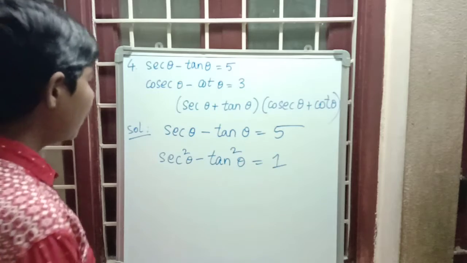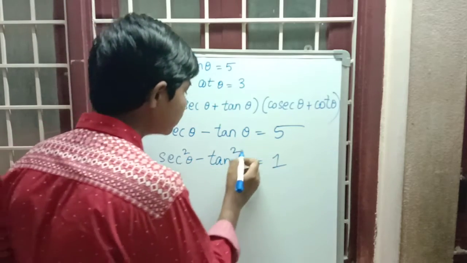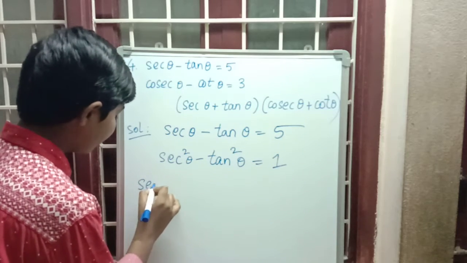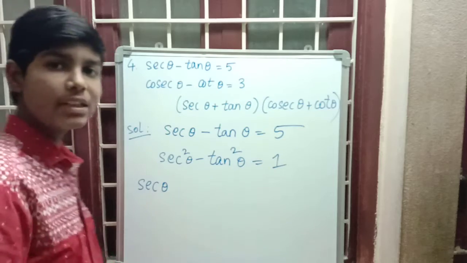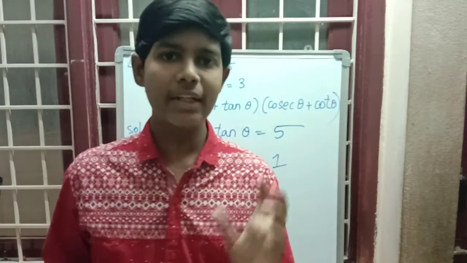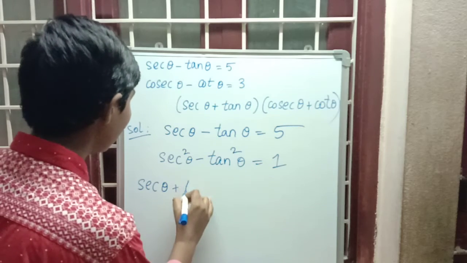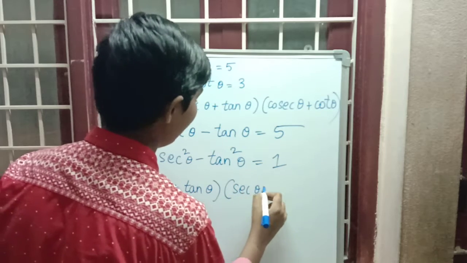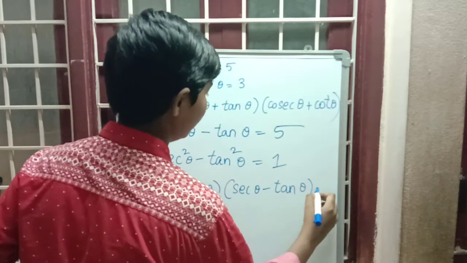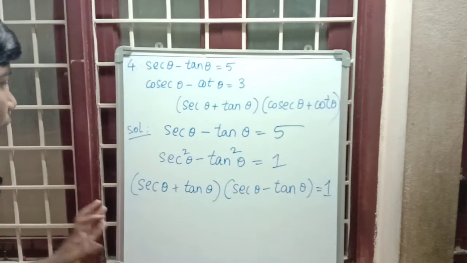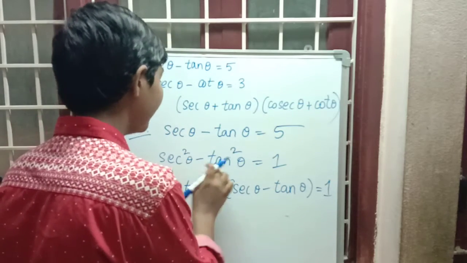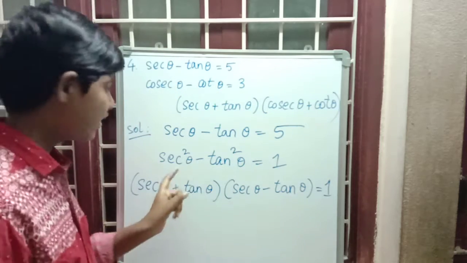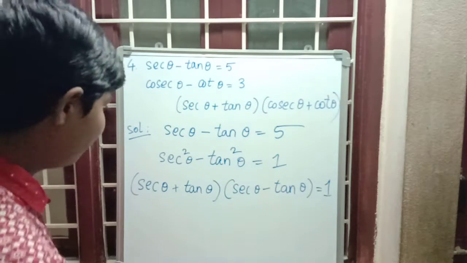This is the relation. But here we can see that it is in the form of a square minus b square. What is the formula for a square minus b square? It is a plus b into a minus b. So secant theta plus tan theta into secant theta minus tan theta is equal to 1. Since it is in the form of a square minus b square, we can write it as a plus b into a minus b.